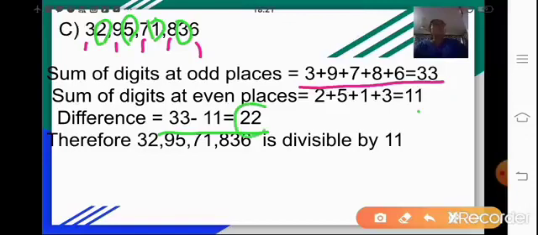Now after finding the difference, we are getting the number as 22. Is the number 22 divisible by 11? Yes, 11 twos is 22. That means this number, that is 32 crore 95 lakh 71,836, is also divisible by 11. Okay, you need not divide the whole number. Using the rule, you will easily come to know whether that particular number is divisible by 11.